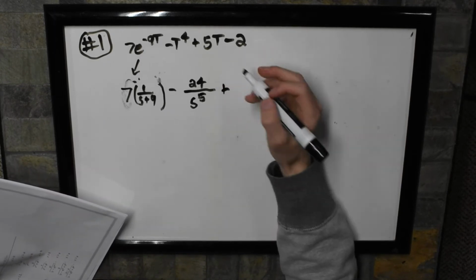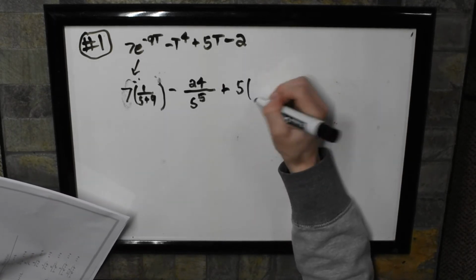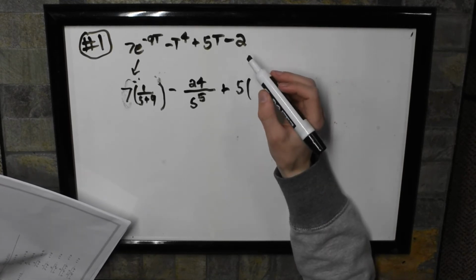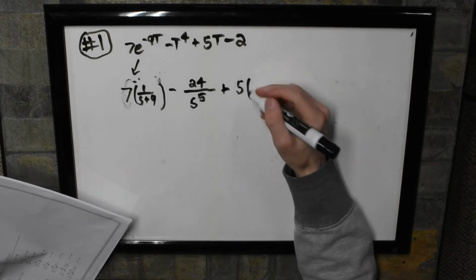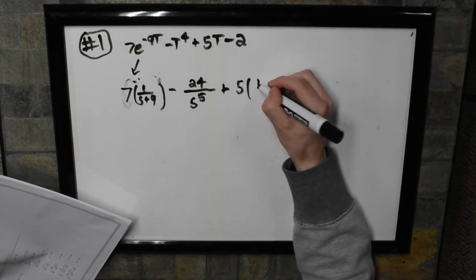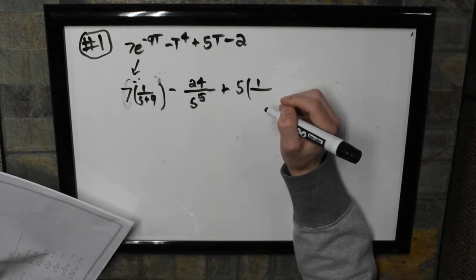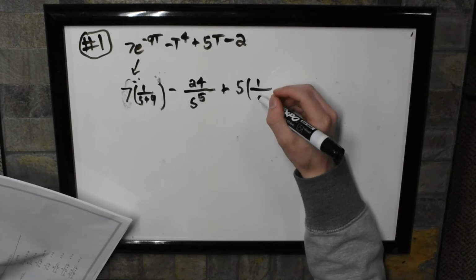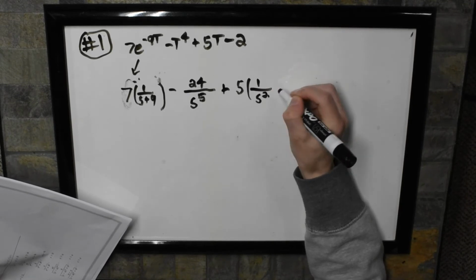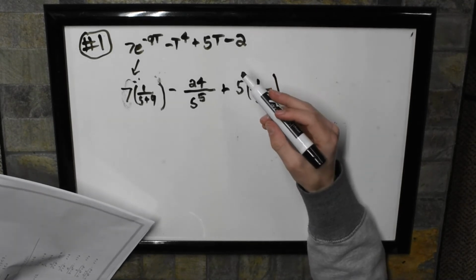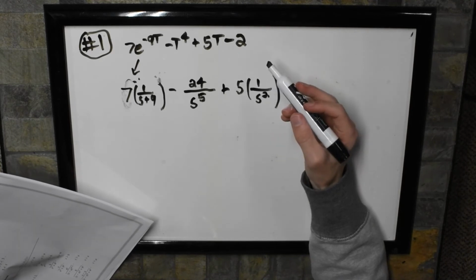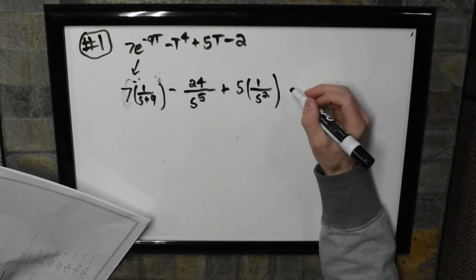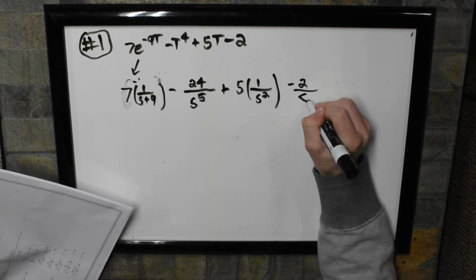Okay, now let's do this term. We have 5 multiplied by the Laplace transform of t. Well, n is 1 because it's t to the first power. So we have 1 factorial, which is just 1, over s to the n plus 1. Since n is 1, it's going to be s squared. And now finally, the first property on our sheet is a constant. Since it's a constant, we're just going to be left with minus 2 over s.